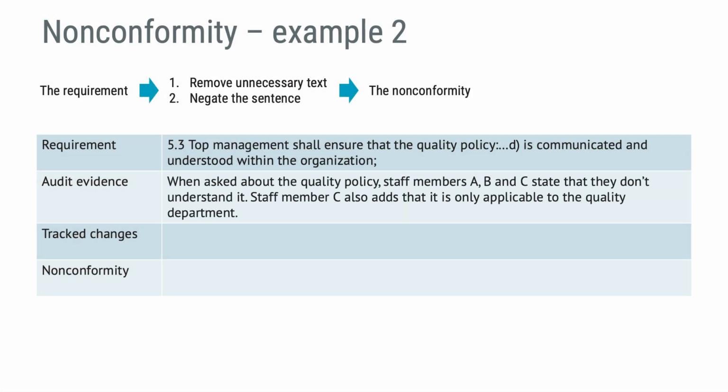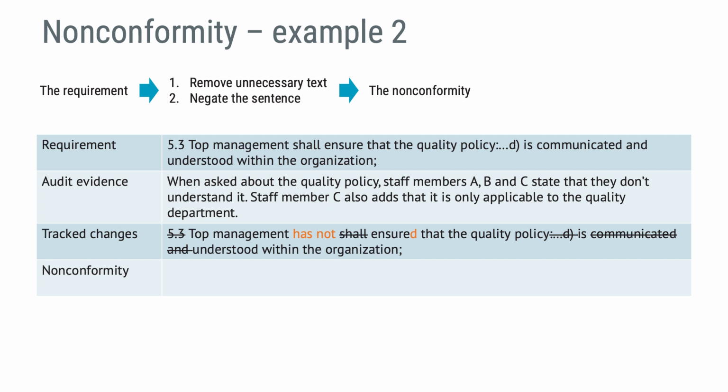In this case, you ask a few people in the organization what the quality policy means to them, and they said that they don't understand it. When you show the quality policy to them, staff member C says that this is only applicable to the quality department. Can't you hear that in the title, quality policy? So we can safely conclude that the quality policy is not understood within the organization.